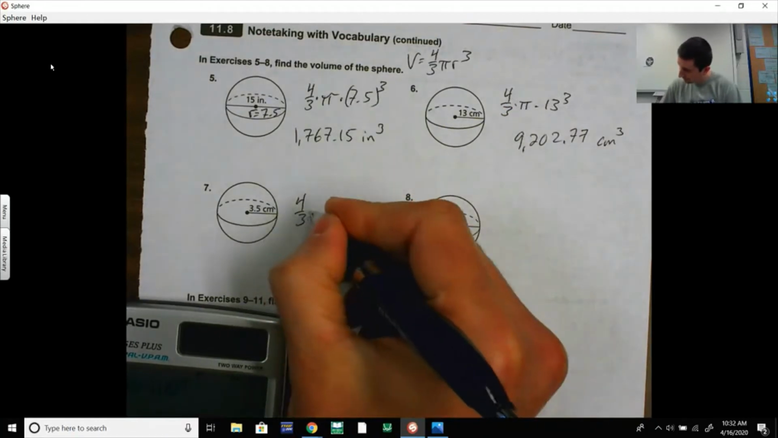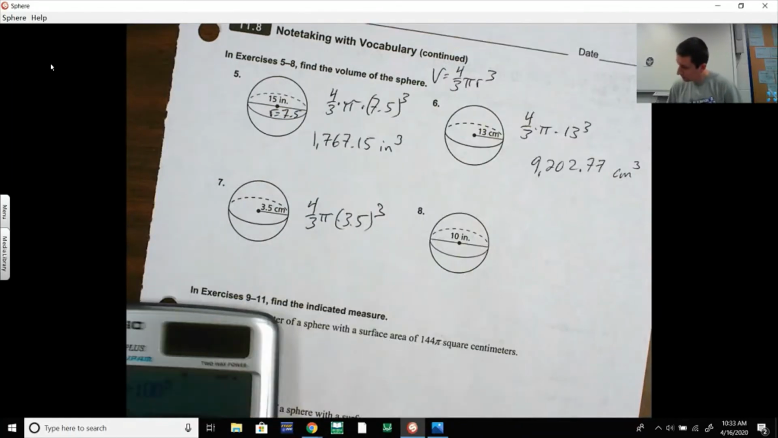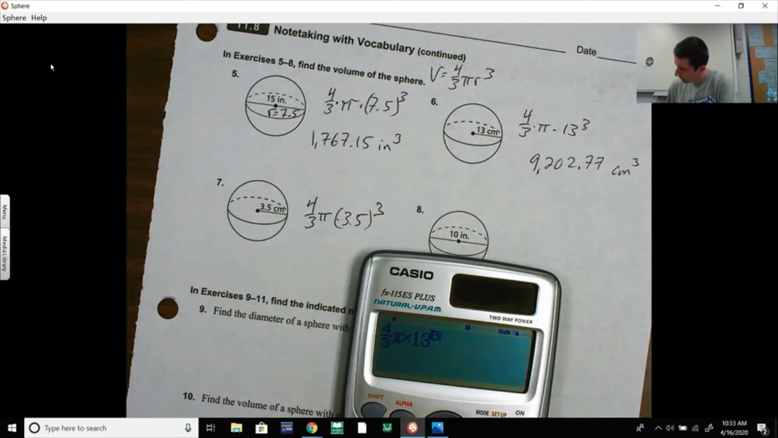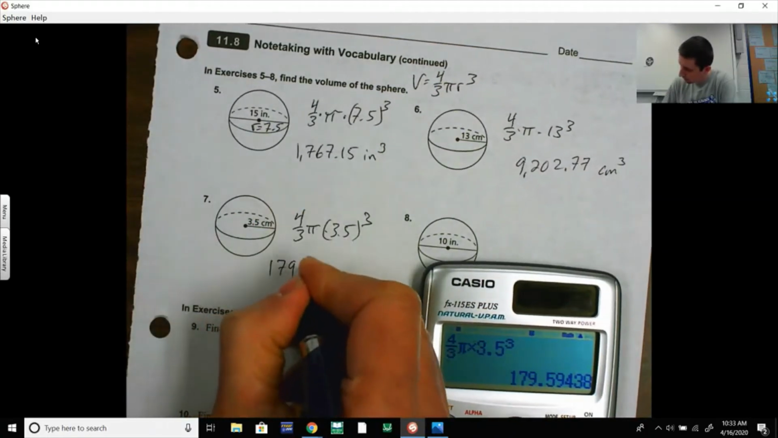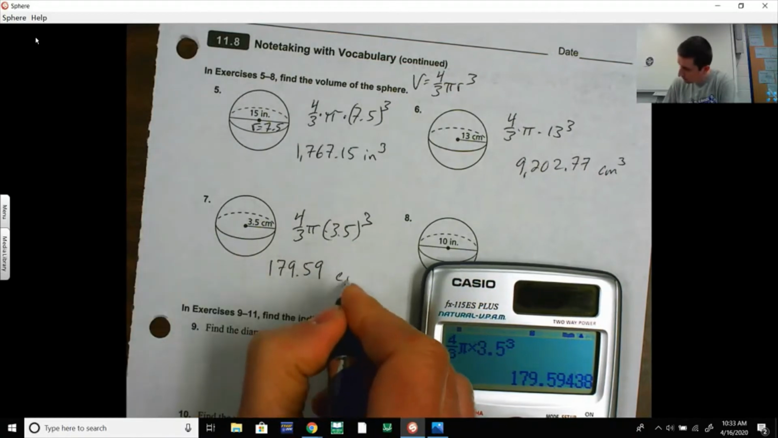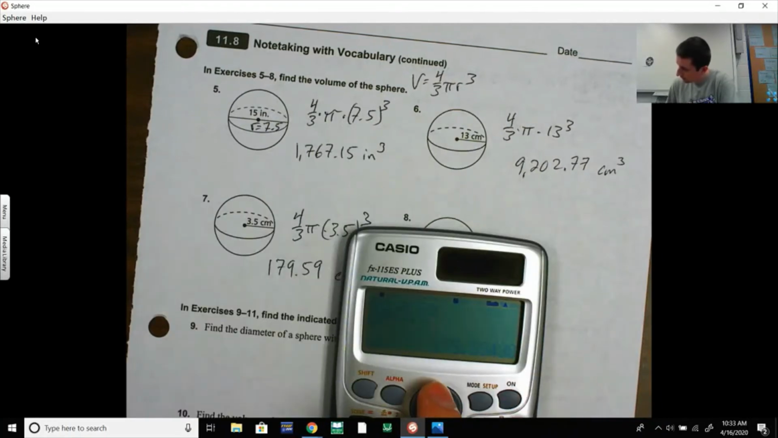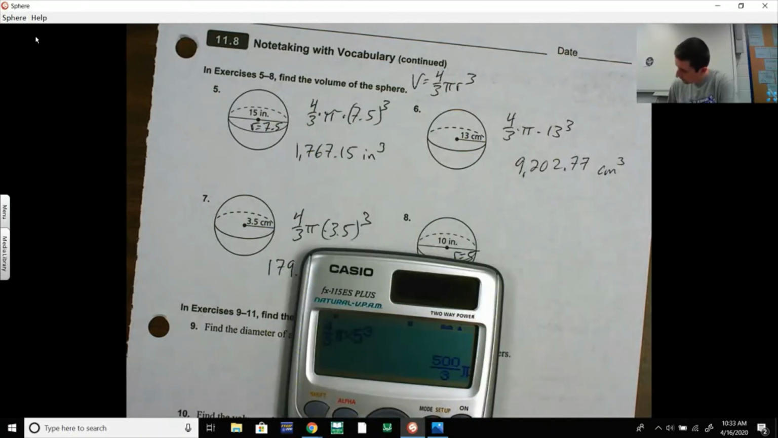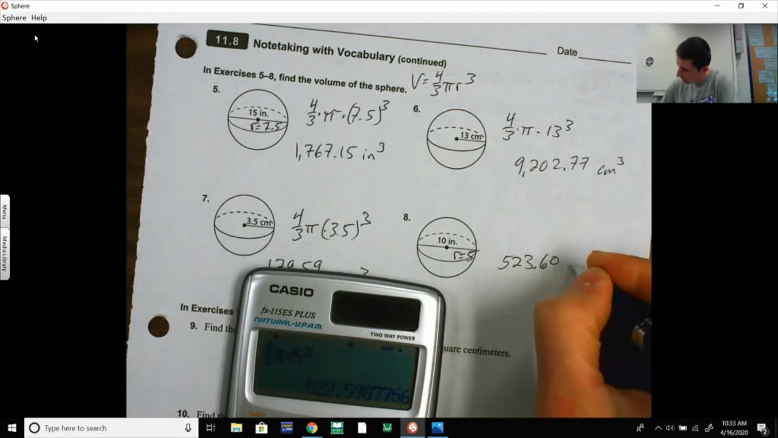4/3 pi times 3.5 cubed. 3.5 cubed, and we get 179.59 cubic centimeters. 10 inches. Here our radius is 5. So we get 523.60 cubic inches on that one.